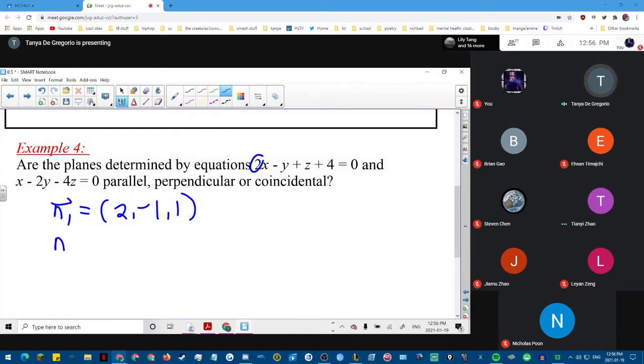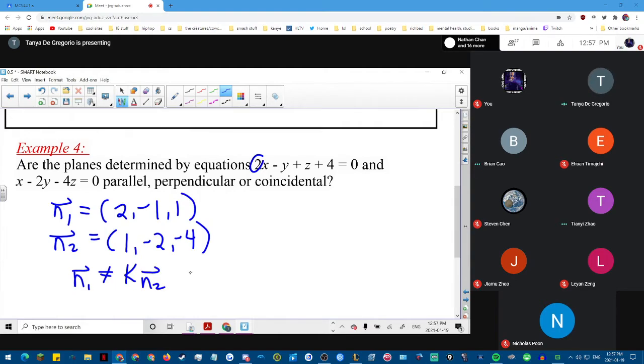Good. What's normal 2? 1, negative 2, negative 4. There you go. So I have two normals. Is one a scalar multiple of the other? No. What do you guys think? No. So what does that mean? Not parallel. Normals are not parallel, therefore planes are not parallel.